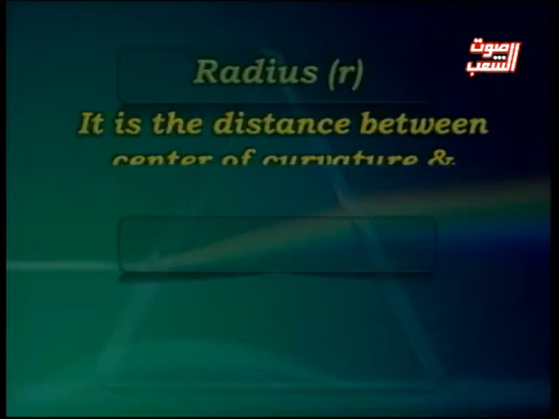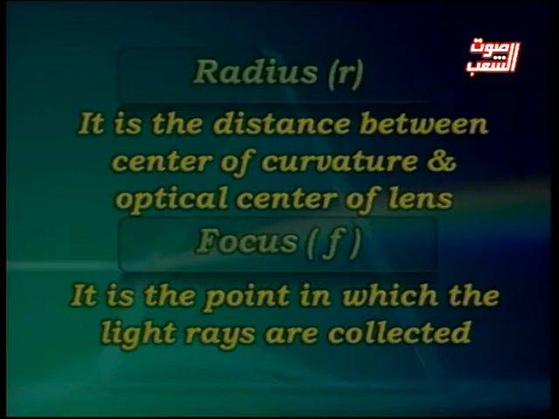After that, we have the radius and the focus. The radius is the distance between the center of curvature and the optical center of the lens. Again, here we have the key word of each of these definitions. The optical center is found in the middle of the optical piece called the lens. And the focus is the point in which the light rays are collected. Any convex lens can collect or converge light rays at one point called the focus. But with the other type of lens we have divergence. It's called the concave lens.